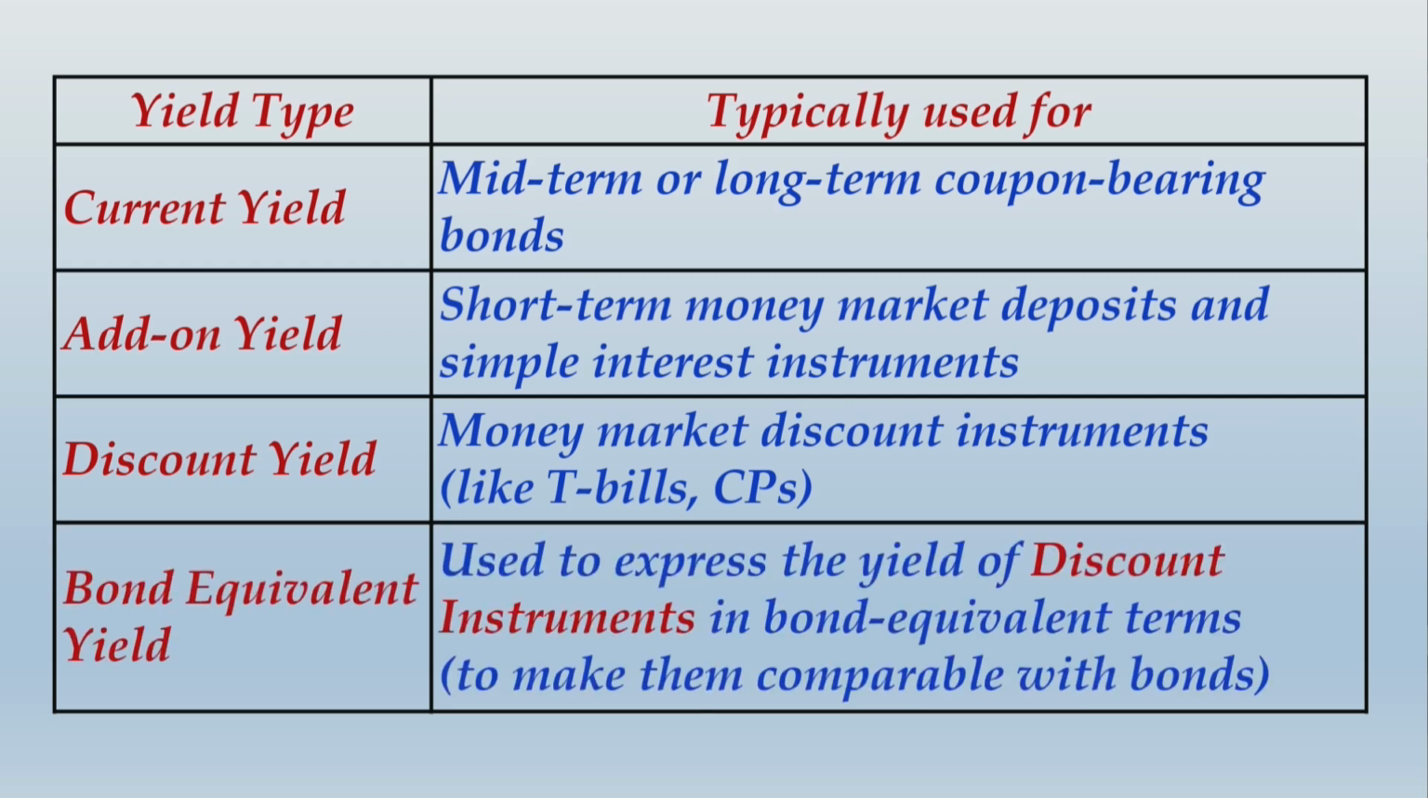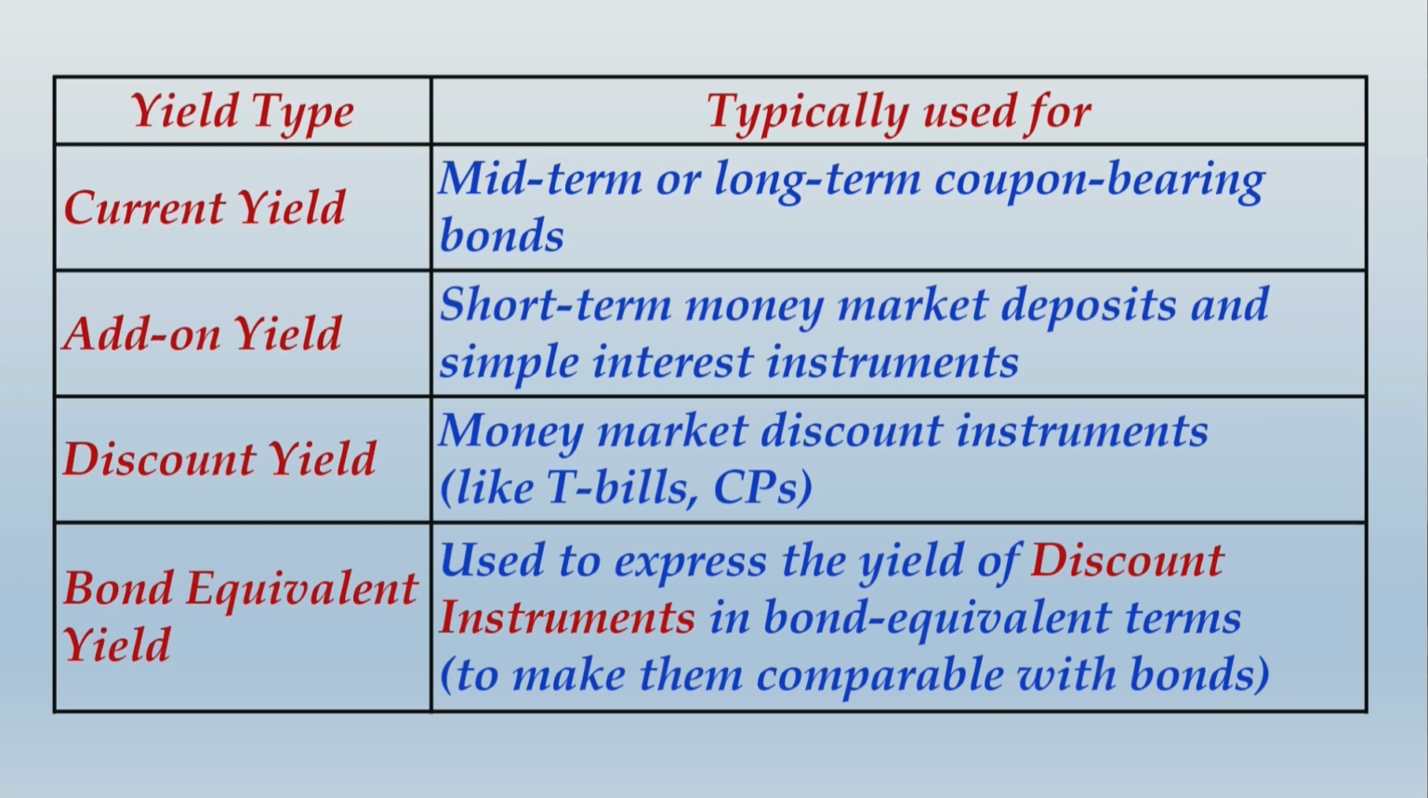And bond equivalent yield, the most important thing is the utility of this term. The utility of this yield is that it is used to express the yield of a discount instrument. So it is basically a discount instrument, which is a money market instrument. You are considering the discount instrument but trying to express its yield in bond equivalent terms, with the objective of making them comparable with bonds. So quickly take note of this table as well, and then I take you ahead.